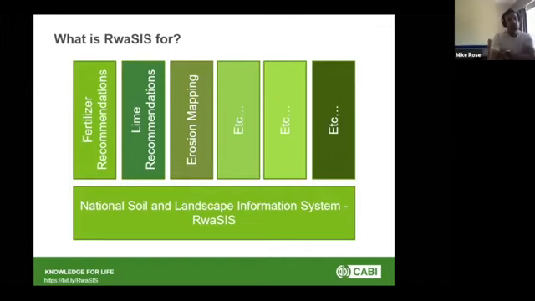So just to summarize what Charles took us through, the last bit of Charles's presentation a moment ago. The project that we're involved in has a series of outcomes, and there's the fertilizer recommendations that are needed. There's the lime recommendations, there's erosion mapping, but there will be others that are all underpinned by the data that will be contained within RwaSIS, which will be the soil and landscape information system.